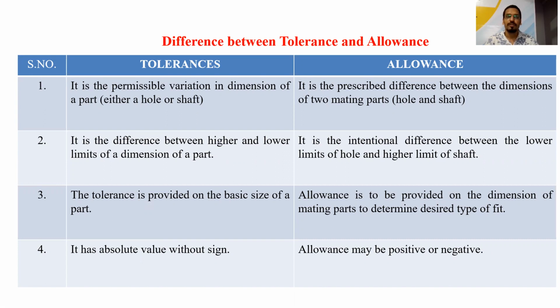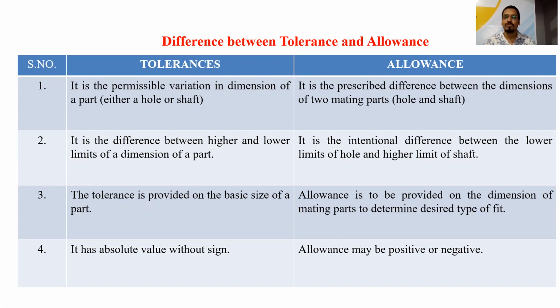So the very first point is that tolerance is the permissible variation in the dimension of a part. For example, if we have to manufacture a hole or a shaft, and let us suppose the basic size is 50 mm, and we have provided the tolerance like plus minus on that basic size. So this is a permissible variation with respect to a single part, either shaft or hole.